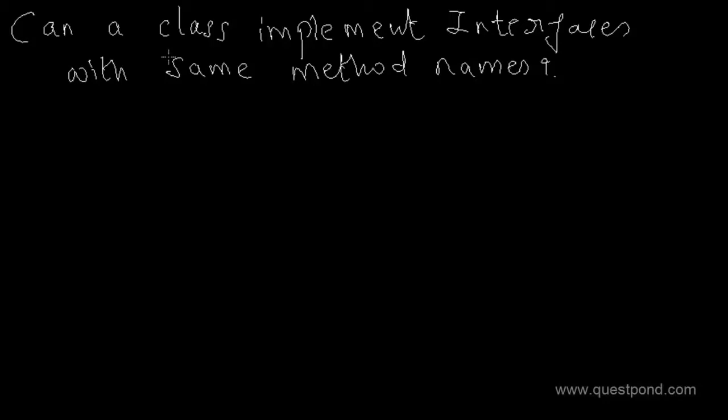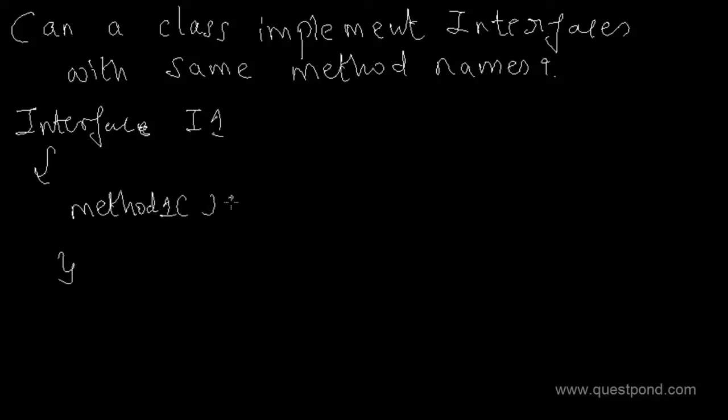Okay, so let's try to see practically what exactly happens if we try to create a class which implements interfaces with same method names. Now first let me try to make you understand what exactly this question means. Let's say that you have an interface called I1 which has a method called method 1. You then have one more interface called I2 which has again a method called method 1.